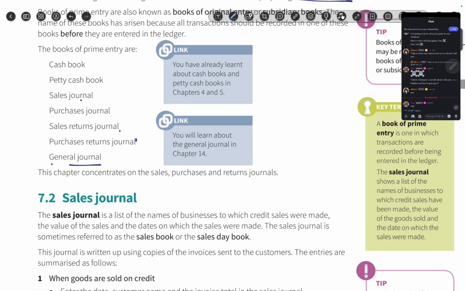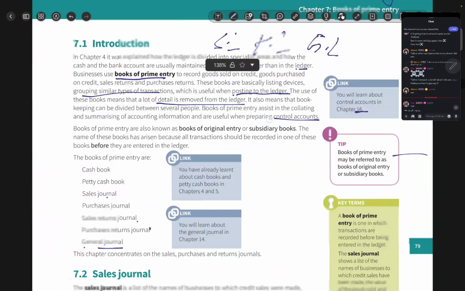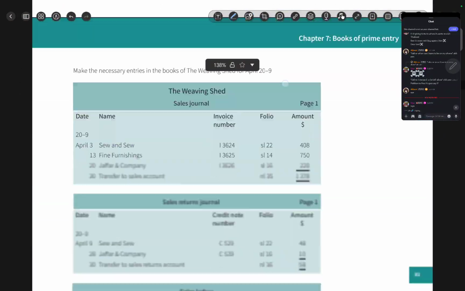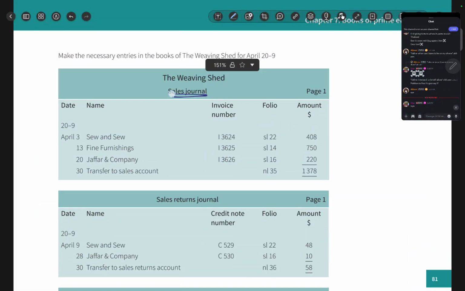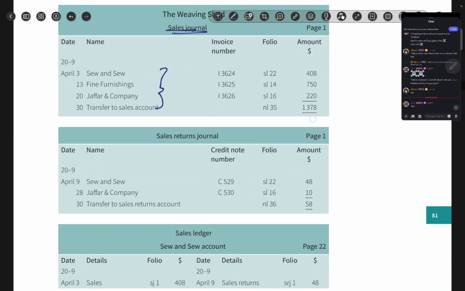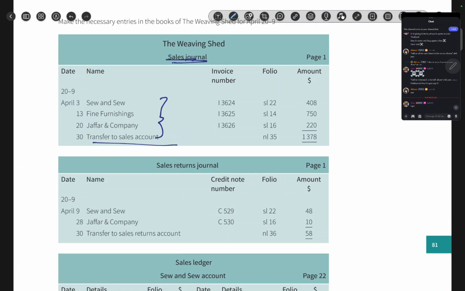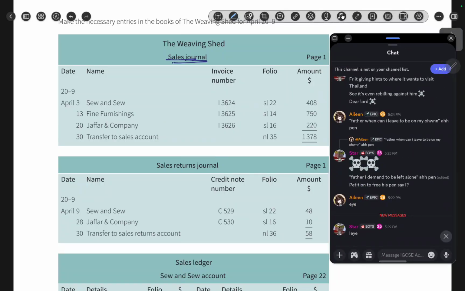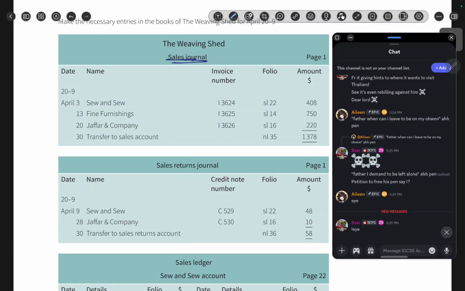A book of prime entry is one in which transactions are recorded before being entered into the ledger. So you can see that in the book of prime entry of sales journal, sales are recorded like this, right? We have them recorded at 3 April, 13 April, 20 April, and 30th April. This 30th April is transferred to sales account. So we are recording this, and only at the end of the month we transfer it to the sales account. Can anybody tell me where is the sales account? I already asked this question before once. Which ledger or which journal is the sales account in?